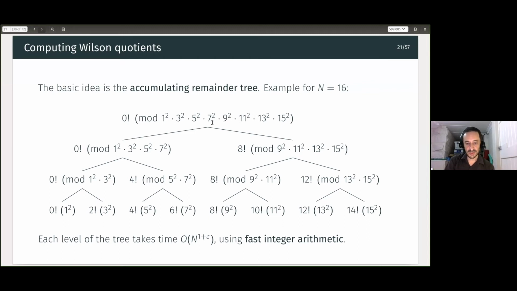And at each point, you sort of work down to the 2 children nodes of the tree. So for example, here at this node, I've got 8 factorial modulo 9 squared times 11 squared times 13 squared times 15 squared. So I actually have this number, modulo this number, and then I can go both directions down this tree. So to go to the left, I just have to divide by 9 squared times 11 squared. And I do this as a large integer division. And to go right, I have to divide by 13 squared times 15 squared. And I also have to multiply by the missing factors. The missing factors here are 9 times 10 times 11 times 12 to get me up to 12 factorial. And it turns out that if you do this and you do everything using fast arithmetic, then all of this takes essentially linear time. So very, very clever algorithm.